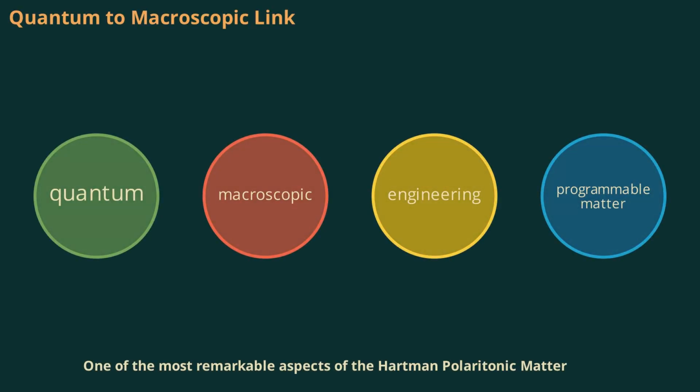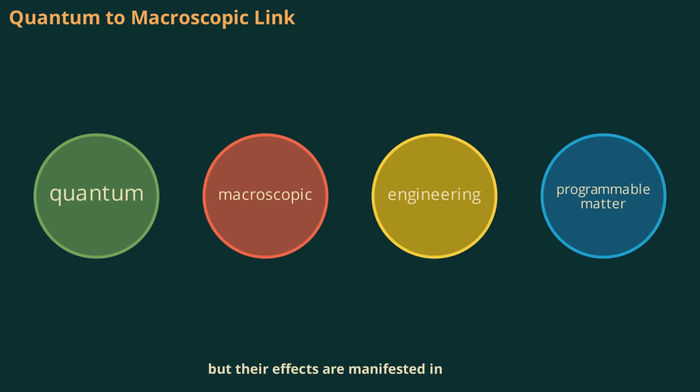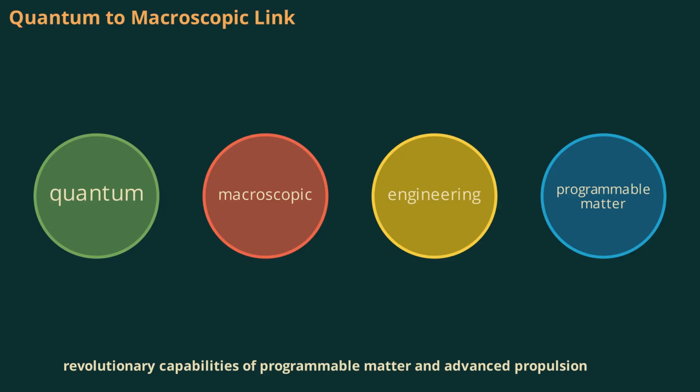One of the most remarkable aspects of the HARTMAN Polaritonic Matter Framework is its seamless connection between quantum field dynamics and macroscopic engineering. The multi-flavor polariton fields operate at the quantum level, but their effects are manifested in the large-scale behavior of the craft. This quantum to macroscopic link is what enables the revolutionary capabilities of programmable matter and advanced propulsion.